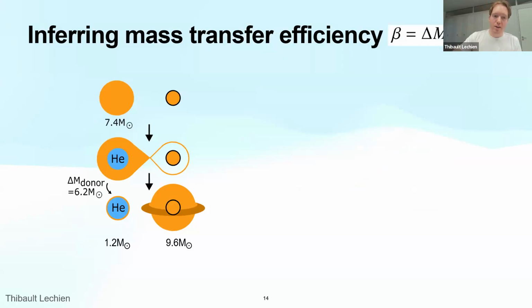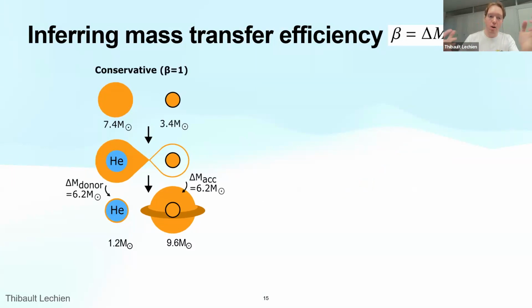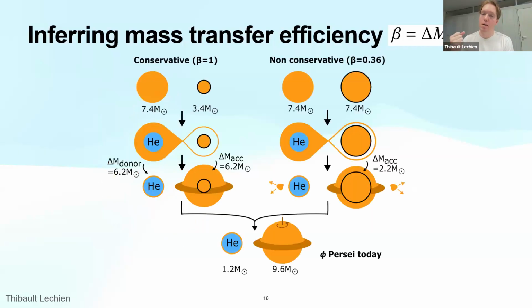And if you know the initial mass, then you know how much mass it has lost. And in a purely conservative case, where this companion star would get all of the mass that the donor lost, we have the following configuration, where the companion star should have been initially about 3 solar masses. In a non-conservative case, which is where the companion star did not accrete all of the mass that the donor lost, but some mass has left the system, and we don't know how much.